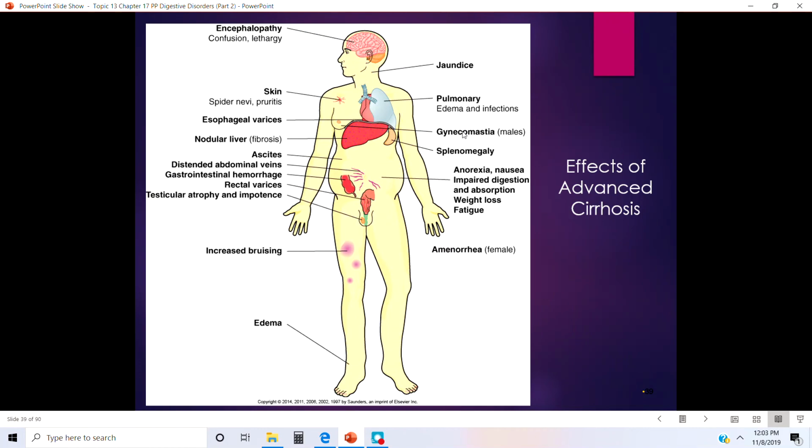And then I didn't put this in the notes, but males can develop gynecomastia, which is breast. So they would get breast tissue, again, due to the liver not getting rid of estrogen. Estrogen levels start to build up.